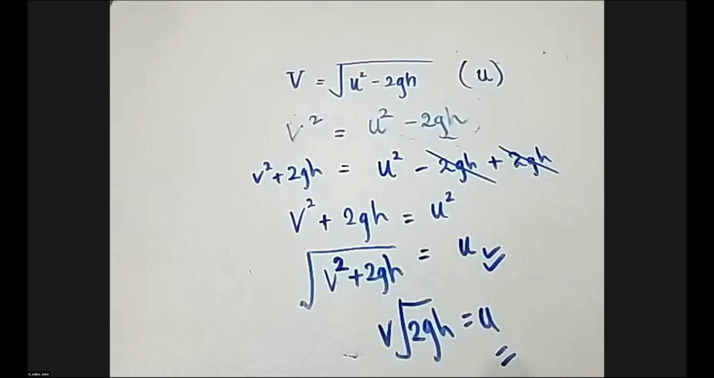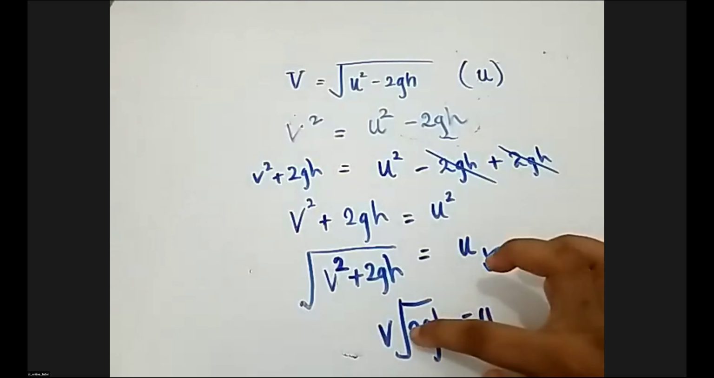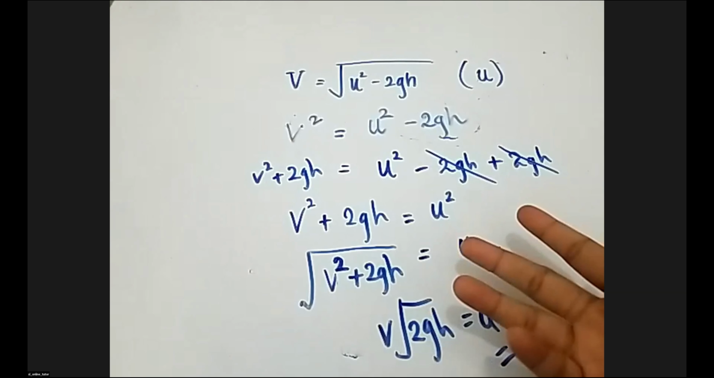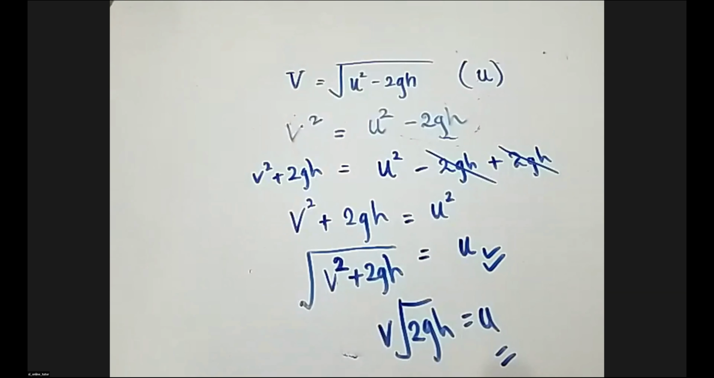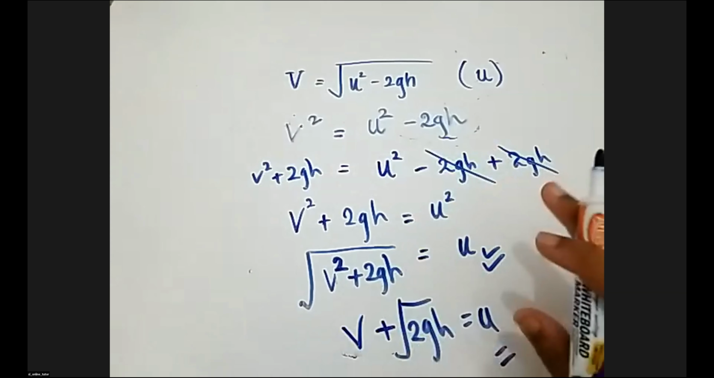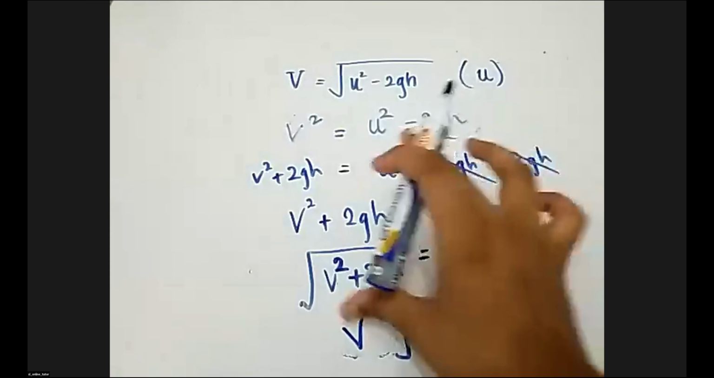Excuse me, teacher. Can we put a plus between v and the square root of 2gh? Not necessary. We can't put between. Here you can put a plus, but you don't want to because it's already positive. If it is positive, usually we are not writing the plus mark. But your question is whether we can write between? It's a no. No need. Not necessary.